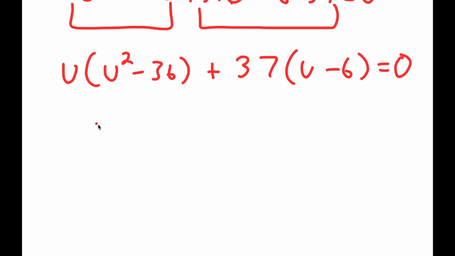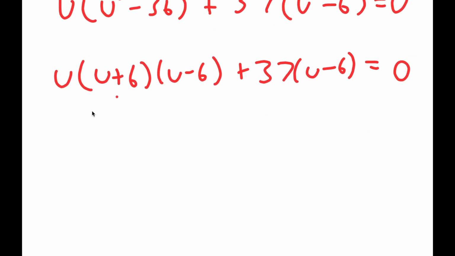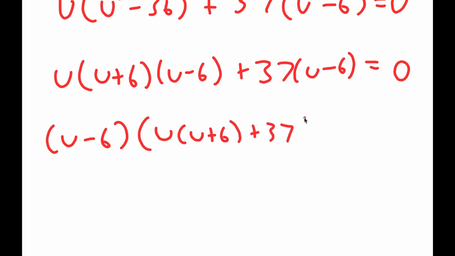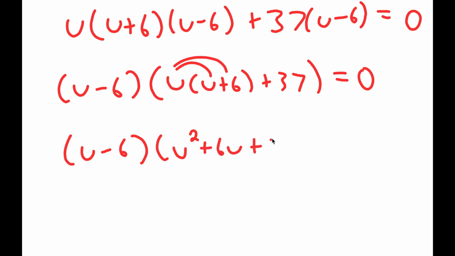Now u squared minus 36, that's the same thing as u plus 6 times u minus 6. So I have this plus 37 times u minus 6 is equal to 0. And now the greatest common factor from both of these terms is u minus 6. So if I factor out u minus 6, I get u minus 6 times u plus 6 plus 37 is equal to 0. And let's go ahead and expand this by distributing. So I get u minus 6 times u squared plus 6u plus 37 is equal to 0.